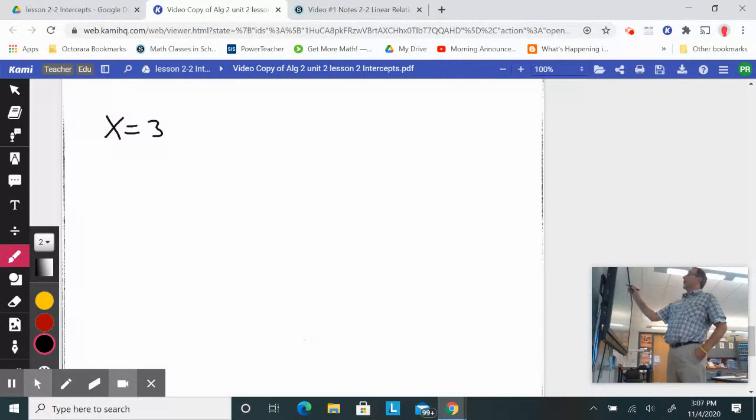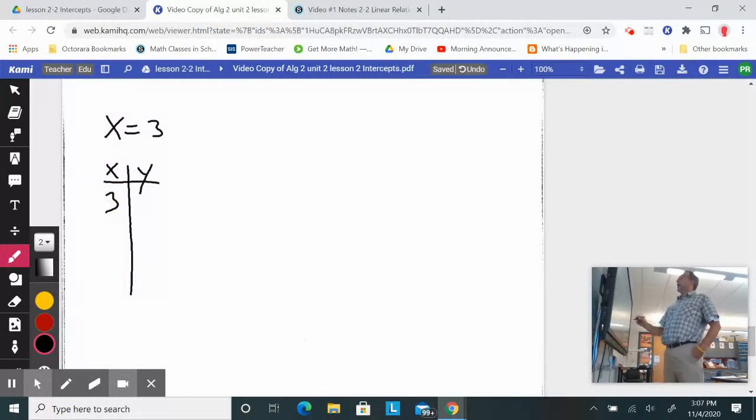Now, what does this look like if you made a t-chart? Inputs and outputs. Well, x is 3. If x is 3, y could be anything. If x is 3, you get a -1. If x is 3, you can have a 0. If x is 3, you can have a 10. If x is 3, you can have a -10.